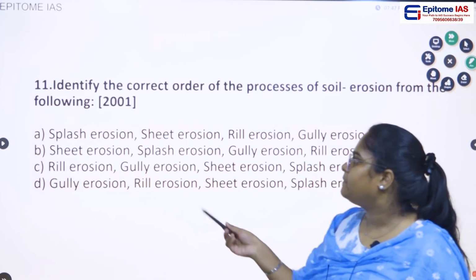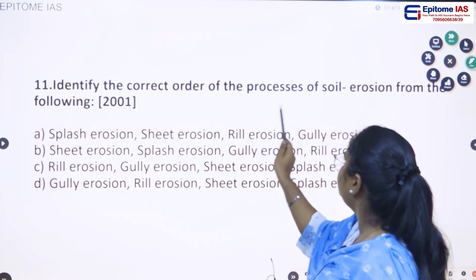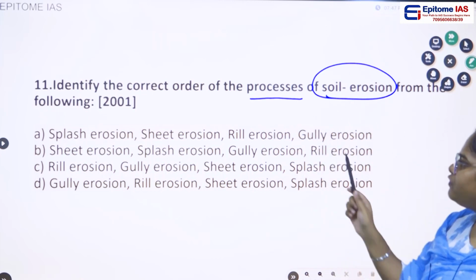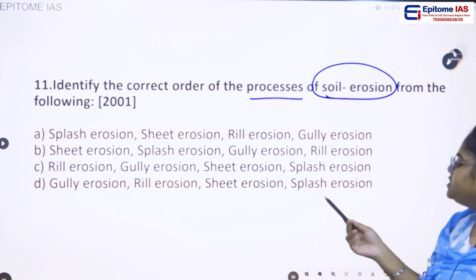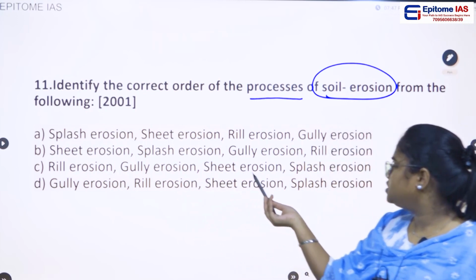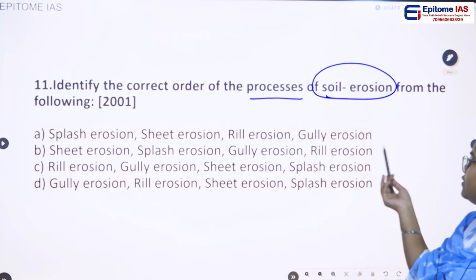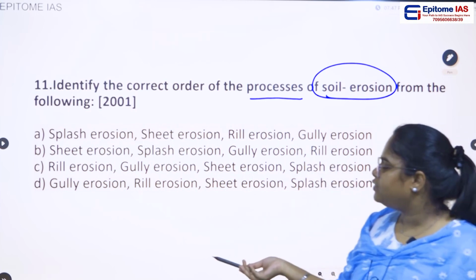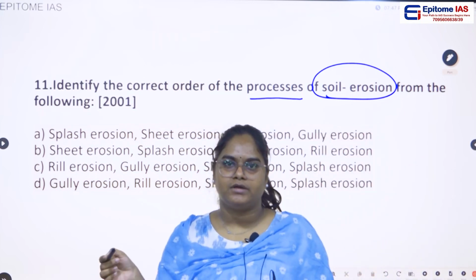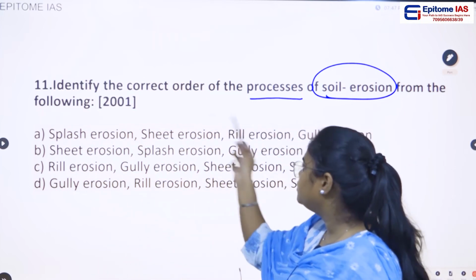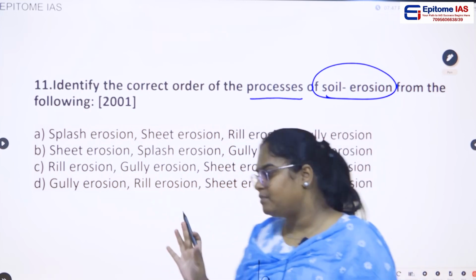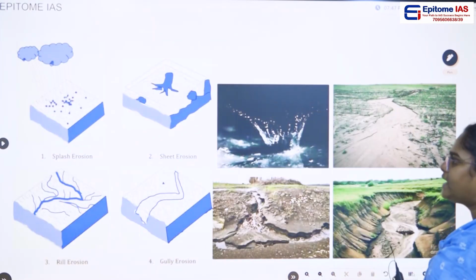So the next question, identify the correct order of processes of soil erosion from the following. Option A, splash erosion, sheet erosion, rill erosion, gully erosion. So again, in the other options, they have just switched the places of the order. If you see these erosions, we are talking about the soil erosion. And if you clearly remember, we have read this in the static portion.